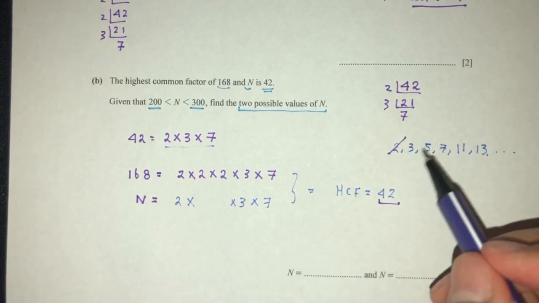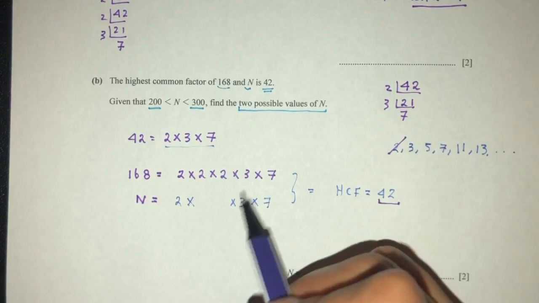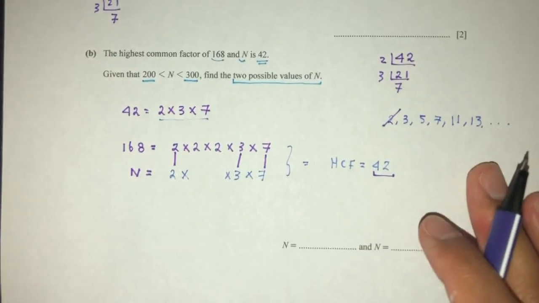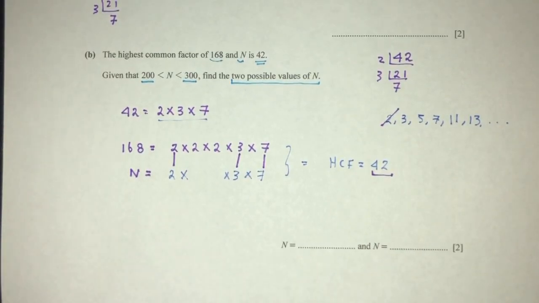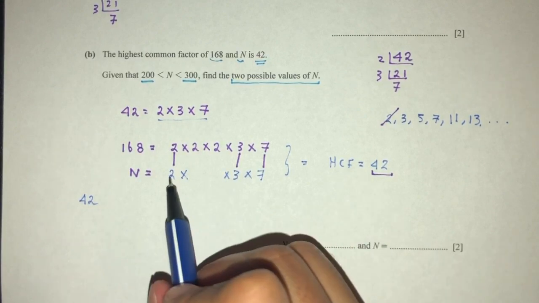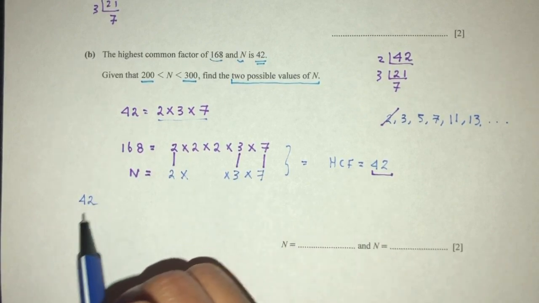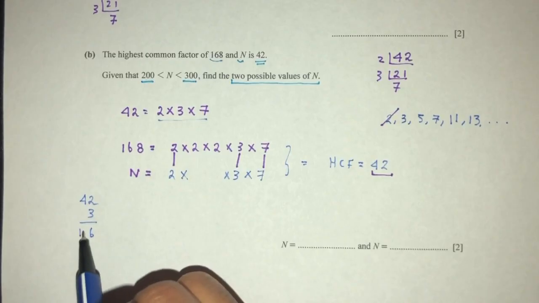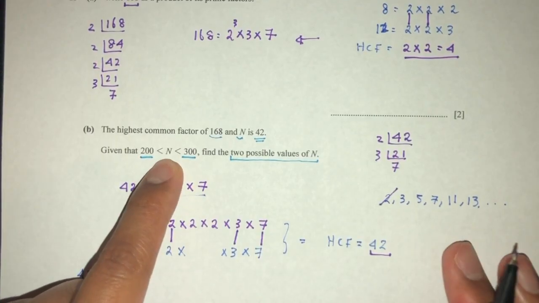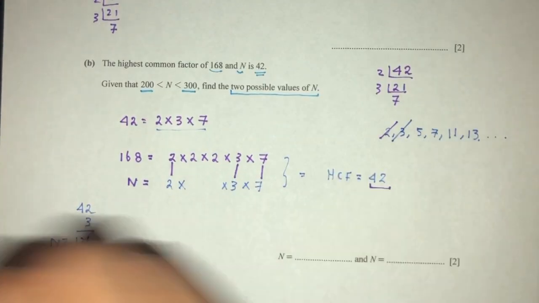That makes sense. Now, can I choose 3? I can try, because the 3 matches here already. We don't have any more 3. Let's try. So let's see if I can choose 3. So that will become 42 times 3, that will be 6, that will be 12. So n will be 126, but that will be outside of this range, so 3 will not be a good value.